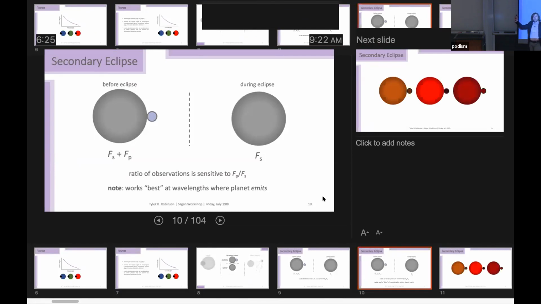And so secondary eclipse observations in reflected light should scale as the radius of the planet squared divided by the orbital distance squared. Remember that I said transit scales as the radius of the planet squared divided by the radius of the star squared. I don't know any planets that orbit at 1 stellar radius from its host. And so that means that the secondary eclipse in reflected light is always going to be smaller than the transit signal by usually at least an order of magnitude. And so it's a more difficult measurement to go after in reflected light.